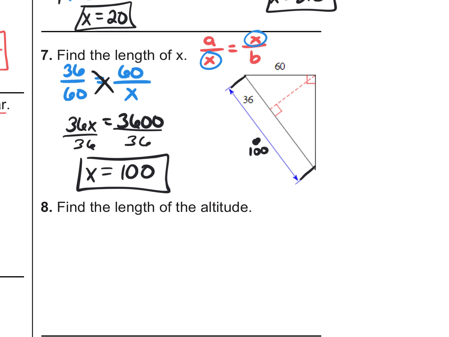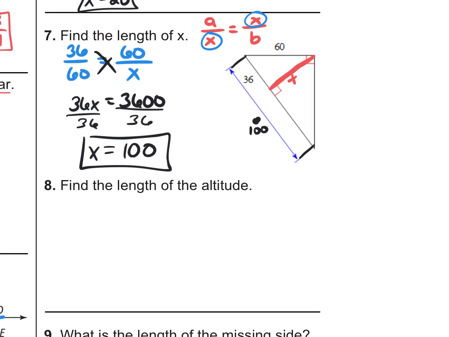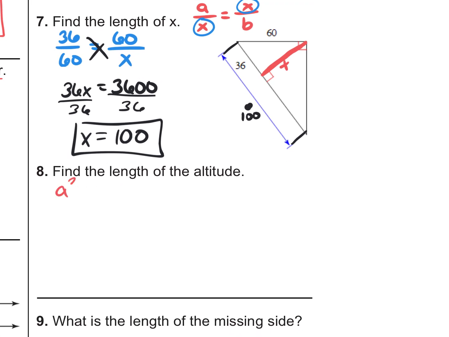Okay. Number 8, we want to find the altitude. First of all, we have to figure out which one the altitude is. Yep, it's the one that's going down the middle. Yep, this is your altitude. Again, we have one of two ways. We can do Pythagorean theorem again, or we can do the geometric mean. Okay, let's just go through both. I'm going to show you Pythagorean theorem first.